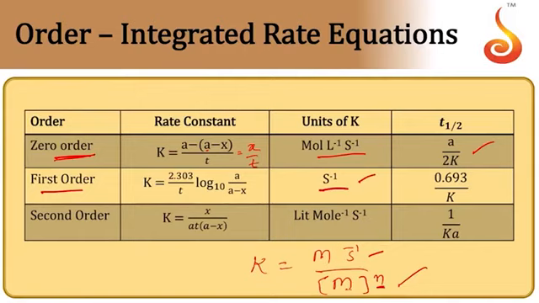Second order reaction, K is equal to X by A T into (A minus X). And again substitute the value 2 for n in this case. You are going to get the units liter per mole per second, and half-life is given by 1 by Ka.